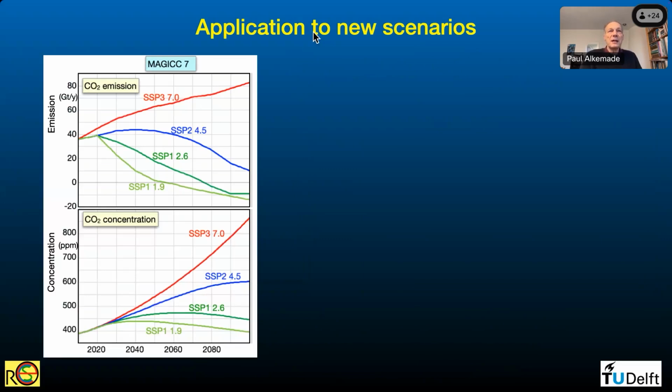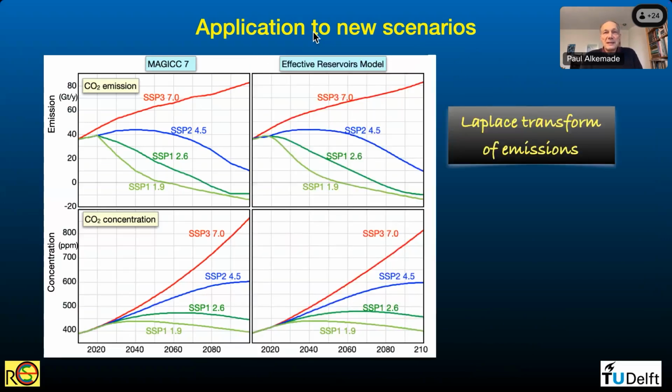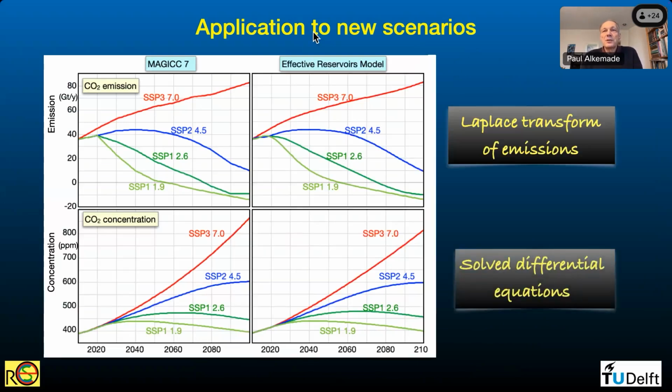Application to new scenarios. To the left, we have a number of SSP scenarios, emissions below, above, concentrations below. In the center, as calculated with MAGICC, then we have the affected reservoirs model. To the top, the Laplace transforms of the emissions. They are almost exactly equal. And below, the calculated, the solved differential equations. And you see a good match between the MAGICC concentrations and the interpolated concentrations. Of course, it should be only for the high emissions, 7.0, we see a deviation.